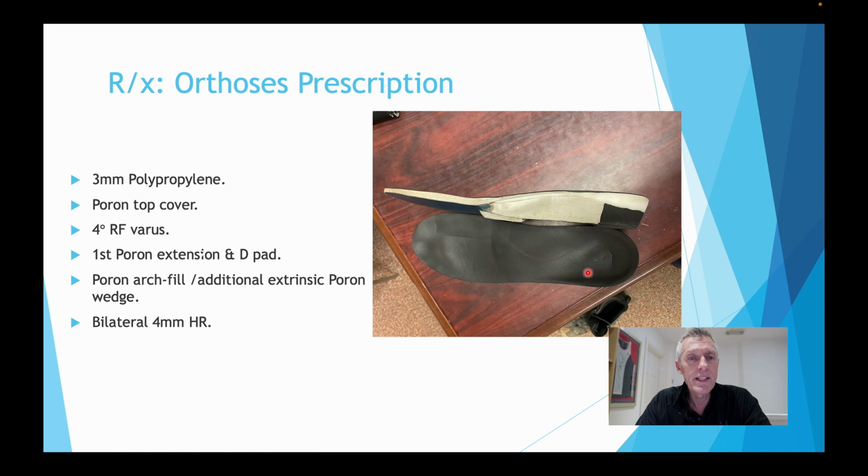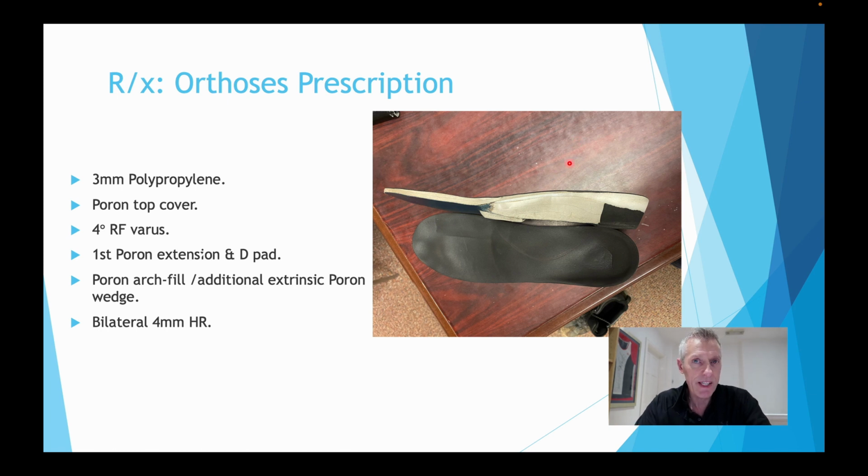And this is what we made. So these are the orthoses that we recommended for him, which he finds comfortable. You can see that he's worn them, he likes them, he's ordered a second set here. And this is quite interesting, because if I'd have used this type of orthotic right from the word go, he would have rejected them. Now I've used 3mm polypropylene because it flexes in the arch.